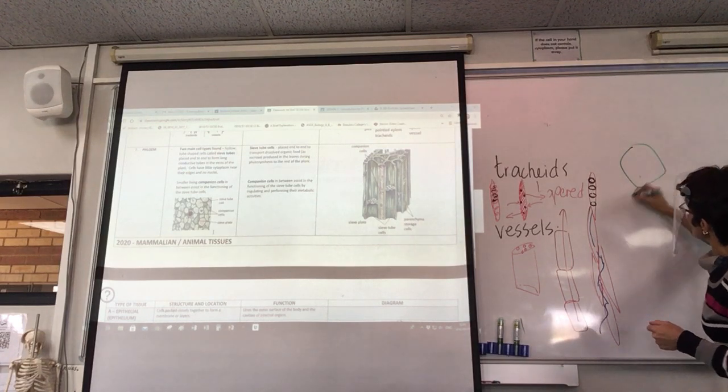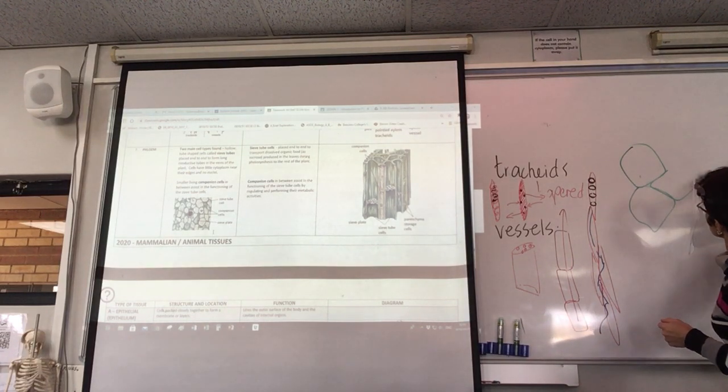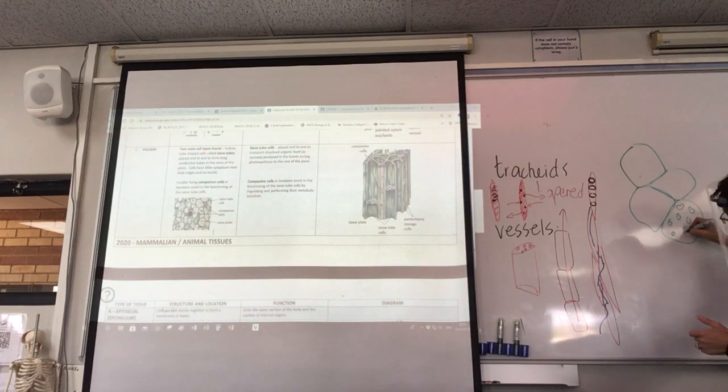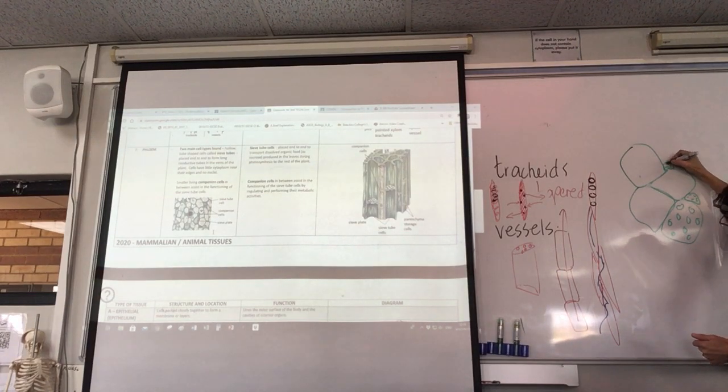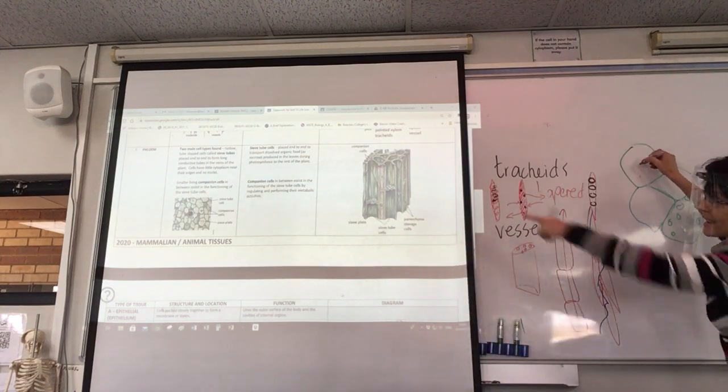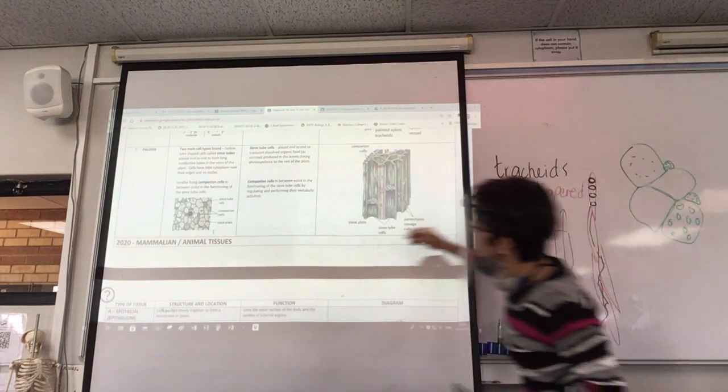So there would be the sieve tubes, no air spaces, and then some of them you might see the sieve plate, and then in between you might see little cells in cross-section, the companion cells, and you might see some stained mucilage like over there.